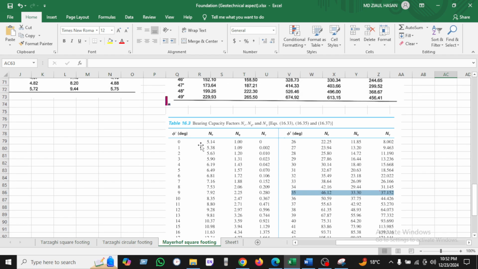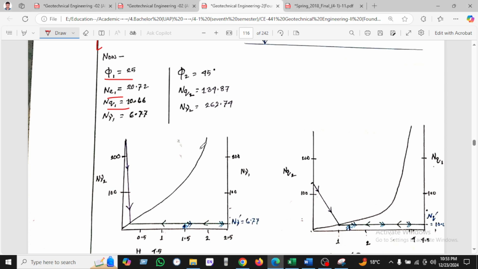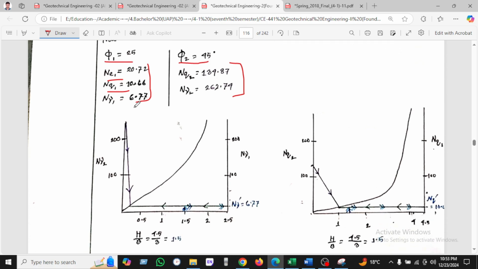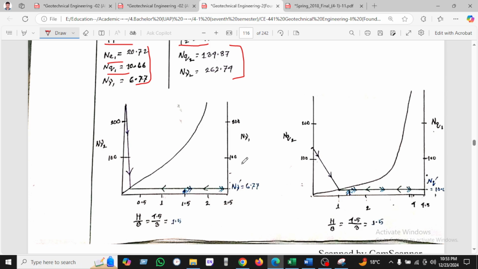Here is the Meyerhof chart. Here you can find it from B. M. Das, Principles of Foundation Engineering, the geotechnical books, in table 16.3, and the equation is here. And when phi equal to 45, we can find this from the B. M. Das book here. Now we can use this value in this graph, where Nq1 is on the right side, and N gamma 2 is on the left side.